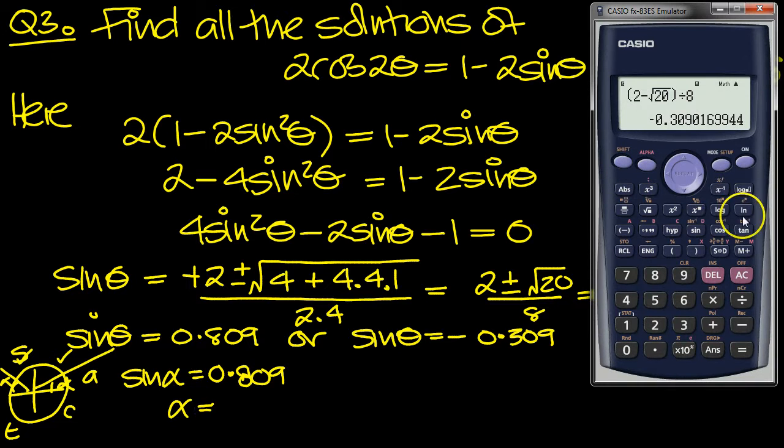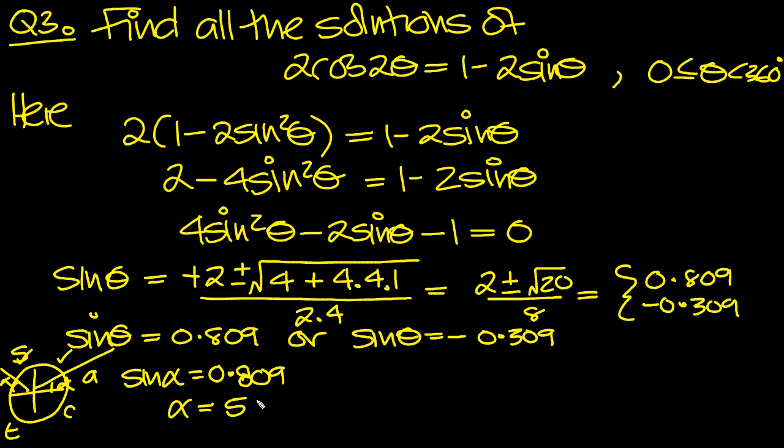So shift sine 0.809 equals. Now we're in radians mode. I want to change modes to degrees. So shift mode, and I want to go over to degrees because we're doing from 0 to 360, aren't we? 53.99, so that's going to be 54 degrees. So I'm going to stick to the nearest degree.